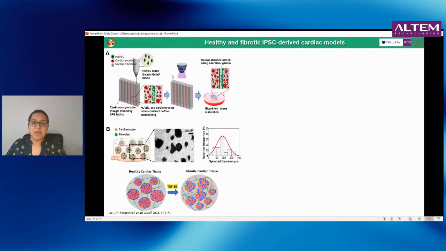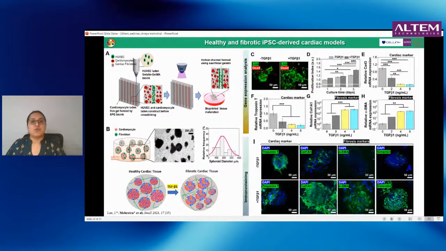So we used the same embedded gel based system which I described before, and this embedded gel had cardiomyocytes. These cardiomyocytes were then treated with TGF beta 1 to form a fibrotic cardiac tissue. So we checked the effect of TGF beta 1 to see how the fibrotic cardiac tissue was formed, and we could see by gene expression and immunostaining that there was enhanced expression of the fibrotic markers, that is collagen, alpha SMA, and vimentin. So therefore, we could form both healthy and fibrotic cardiac tissues using the embedded gel bioprinting method and then treating them with TGF beta.